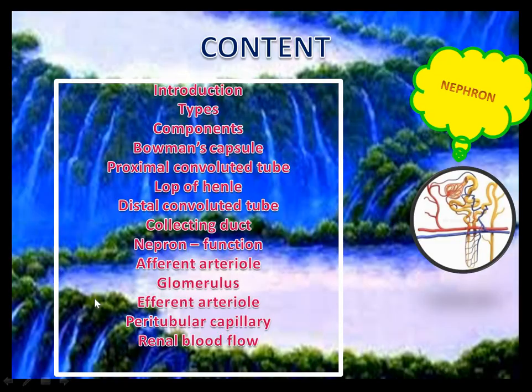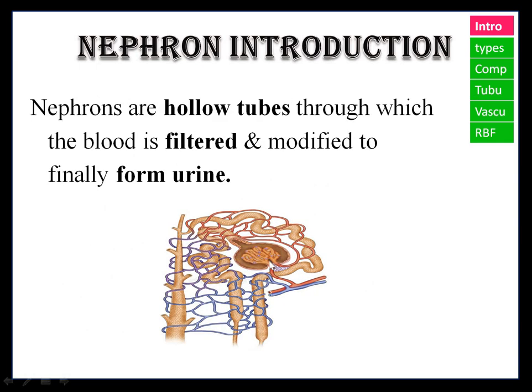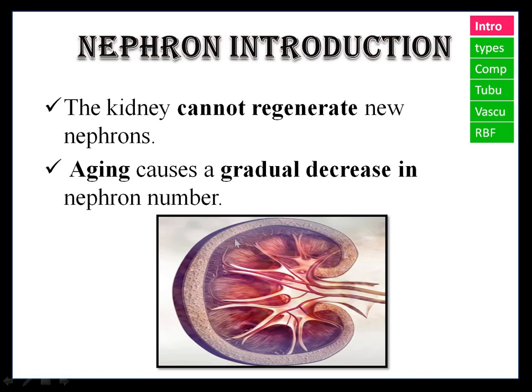This lecture is on nephron. Nephron is the basic structural and functional unit of kidney. Each kidney in human being has about 1.2 million nephrons. Nephron is a hollow tube. It filters the blood, which is modified to form the urine. Some facts of nephron: the kidney can't originate new nephrons, and aging causes a gradual decrease in the nephron numbers.